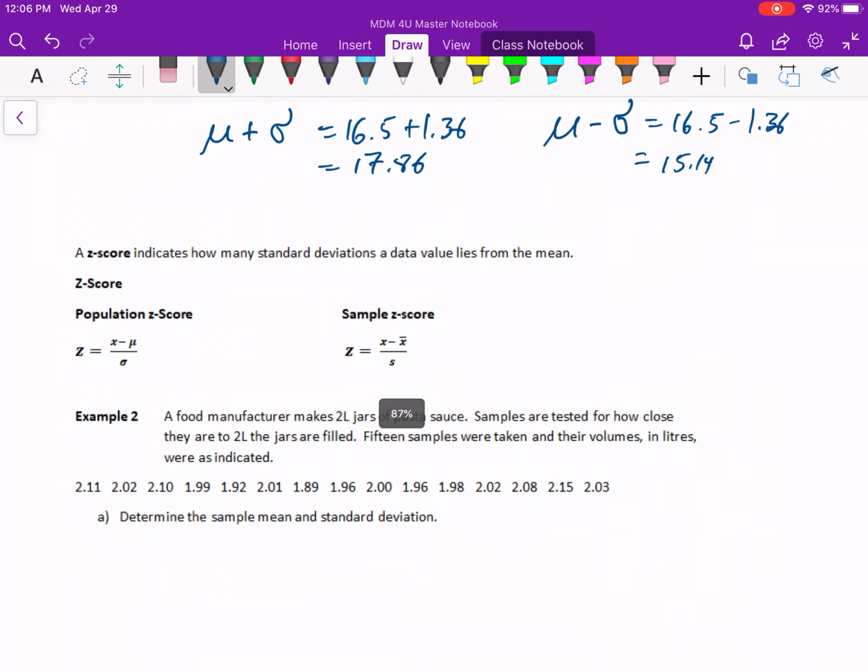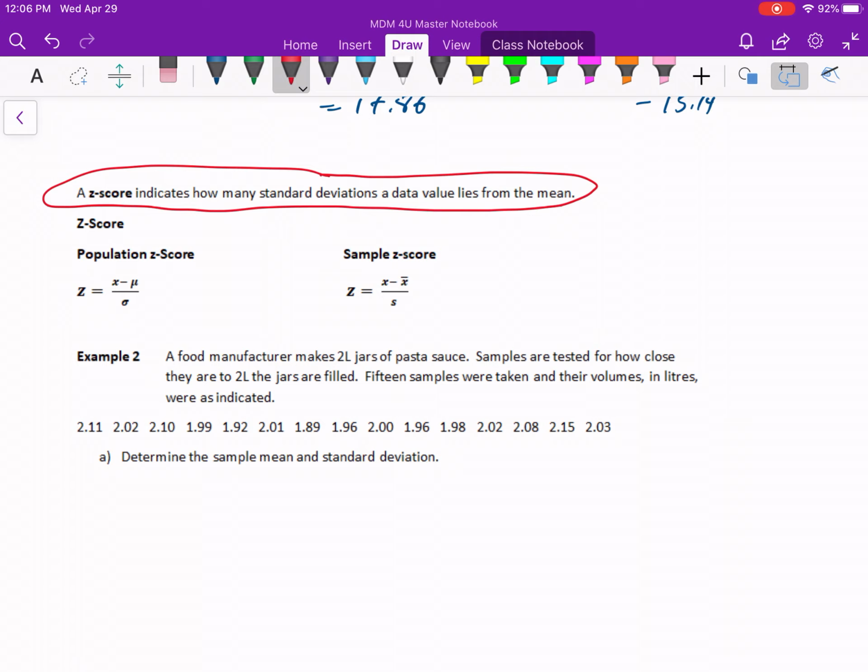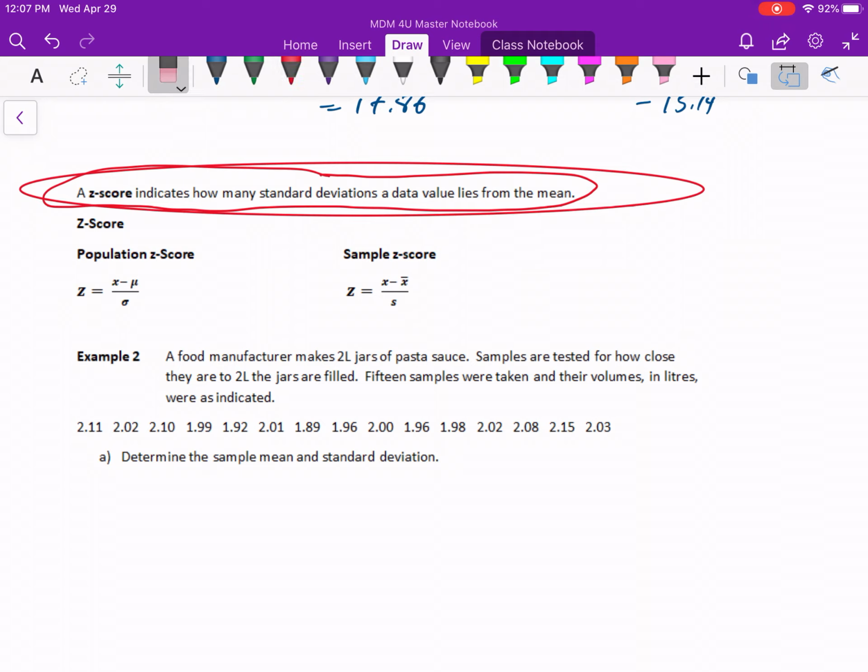The other thing we need to talk about today is something called a Z-score. A Z-score indicates how many standard deviations a data value lies from the mean. That is an important concept. Okay, that should have given me a nice circular shape, but it didn't. There we go. All right, so that is a really important term. How many standard deviations a data value lies from the mean?